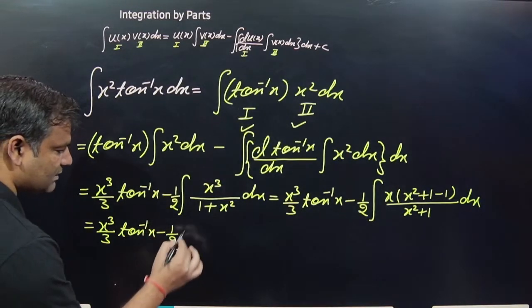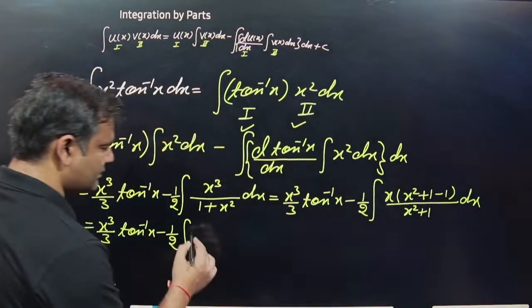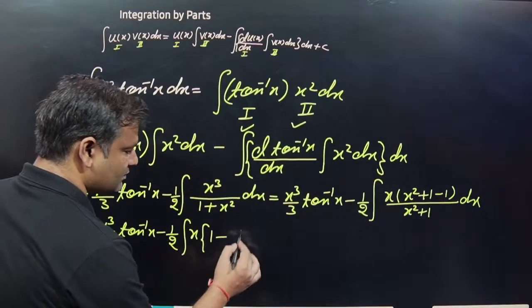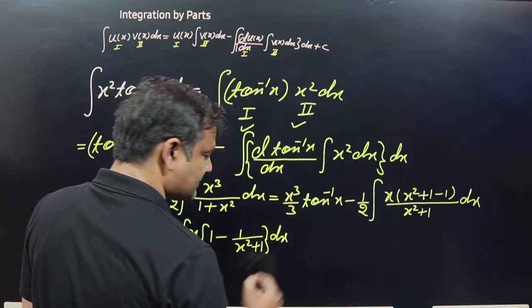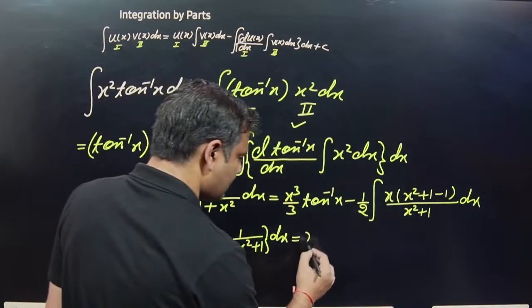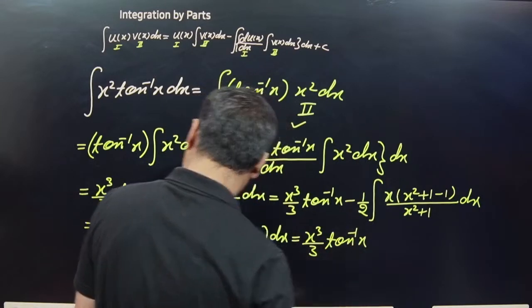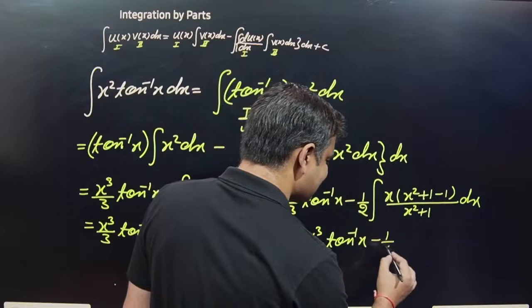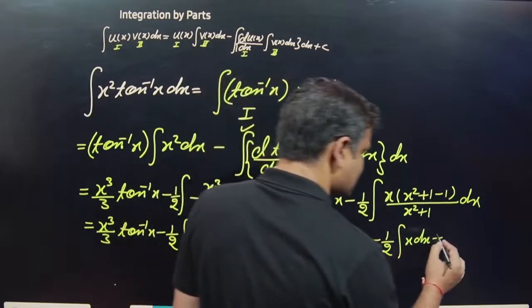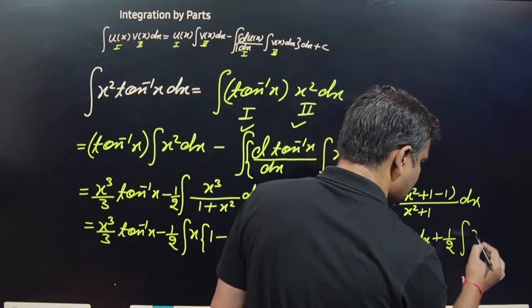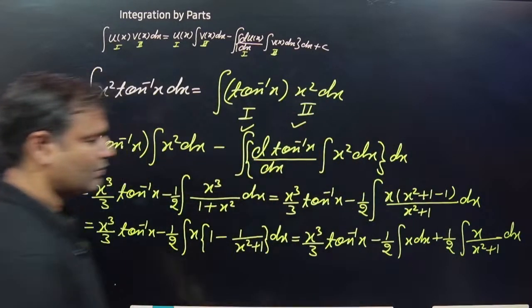minus half, look here, divided by here, so x into 1 minus 1 upon x square plus 1 dx. After that, x cube by 3 into tan inverse x minus x dx, minus minus plus 1 by 2, x upon x square plus 1 dx. Clear or not?